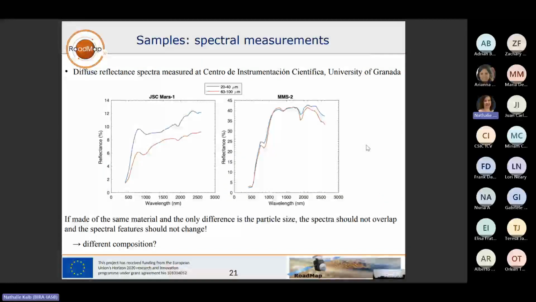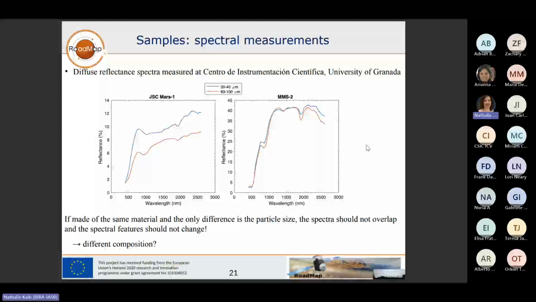The next step was to measure diffuse reflectance spectra for both of the different size distributions for the two samples. Now, this is very interesting because, as I showed you earlier with the clinopyroxene, when you have the same material but just different particle size distributions, the spectral features should not change. You could only see a difference in the absolute level. Now, this is not what we were seeing after the measurements.